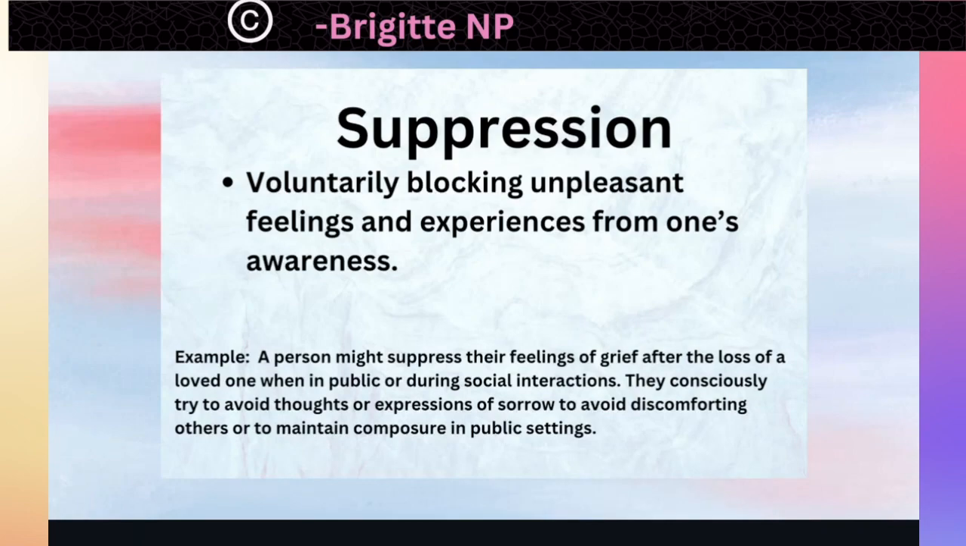So, for example, a person might suppress their feelings of grief after the loss of a loved one when in public or during social interactions. So, let's say a loved one passed away, they're going to stay busy, they're going to do everything in their power to not think about them, because if they do, they may just start bawling in public. So, they consciously try to avoid thoughts or expressions of sorrow to avoid discomforting others or to maintain composure in public settings.